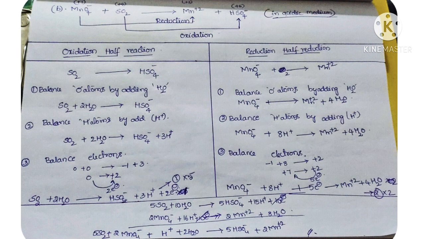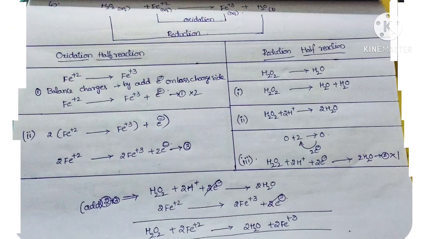20 oxygens are balanced and sulfur atoms are balanced. And the next, hydrogens. The hydrogens are H plus 1 and then 4 hydrogens. So left side 5 hydrogens and right side 5 hydrogens are balanced. And the next step, charges are balanced. The charges are also balanced. So the balanced equation is correct. And the next equation to balance is H2O2 plus Fe plus 2 gives rise to Fe plus 3 plus H2O.